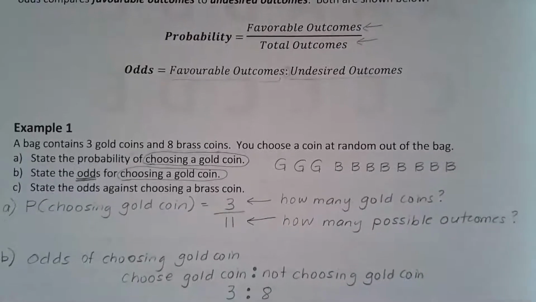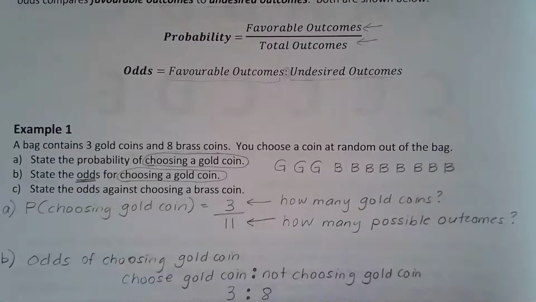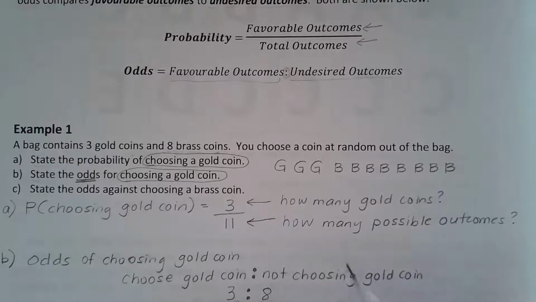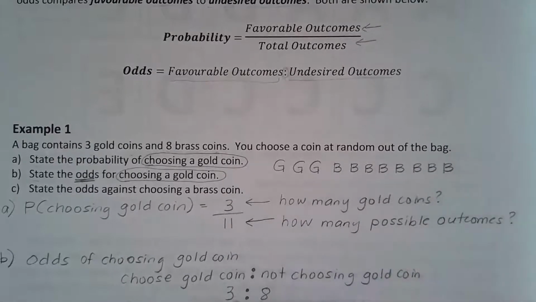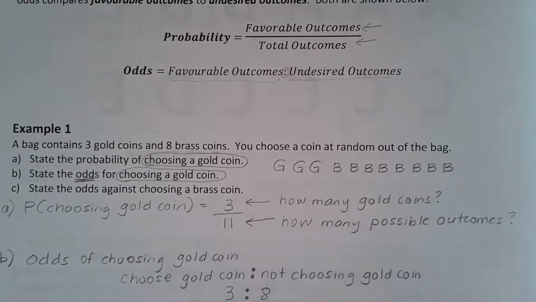Okay, so 3 is to 8. Now you'll probably notice that these two numbers are going to add up to all of the possibilities. Note that these two, 3 and 8, add up to all possible outcomes. Okay, that's important to know for later on.